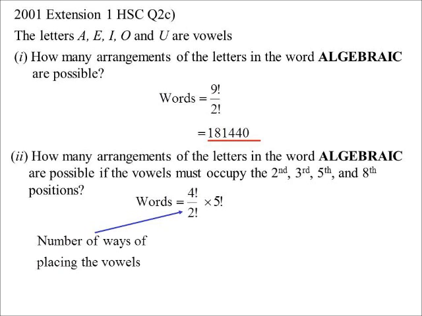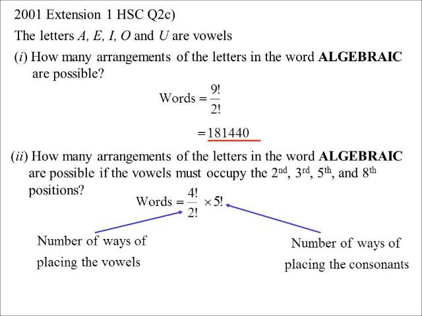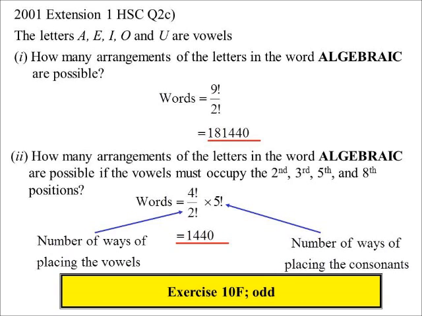Now I didn't define this word for you, so don't get too blown away when I use it. We're going to arrange the consonants. They're the letters that are not vowels. So the vowels are arranged, and there are 5 consonants and they're all different. So 5 factorial, giving us a grand total of 1,440 arrangements. Let's add 10F to our list.